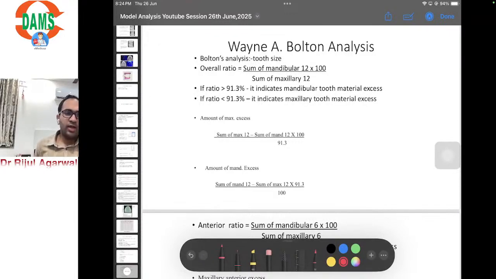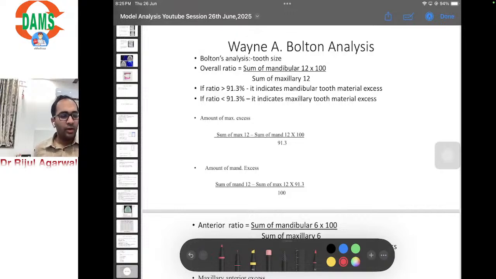That is Bolton analysis. It was given by Wayne A. Bolton. Bolton is related to tooth size. Very easy. Here also we need to take the sum of all the 12 teeth, 6 to 6 from the left to right side in the mandibular and the maxillary arch, divide them and multiply by 100. If the ratio comes out to be greater than 91.3, it indicates mandibular tooth material excess; less indicates maxillary tooth material excess, and how much you just need to subtract them.